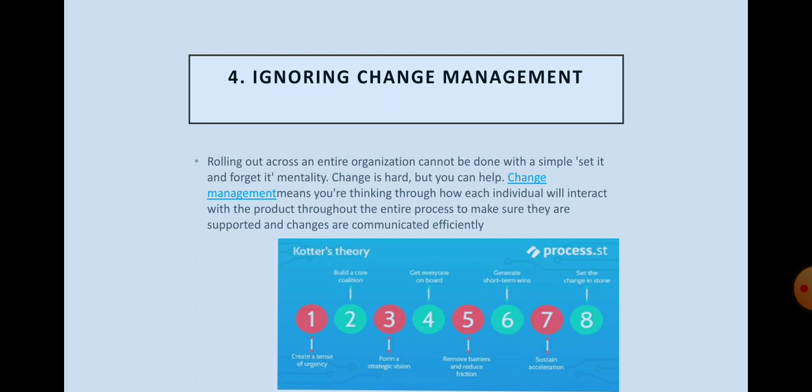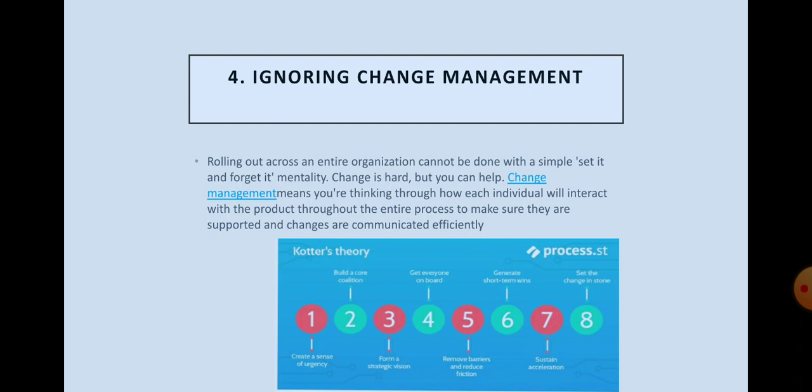Ignoring change management. Rolling out across the entire organization cannot be done with a simple set-it-and-forget-it mentality. Change is hard, but you can help. Change management means you are thinking through how each individual will interact with the product throughout the entire process, to make sure they are supported and that change is communicated efficiently.